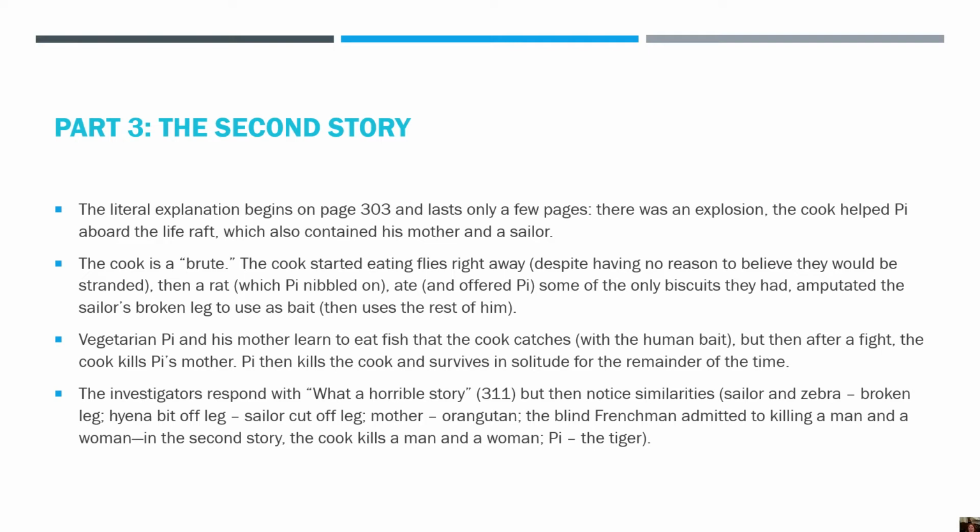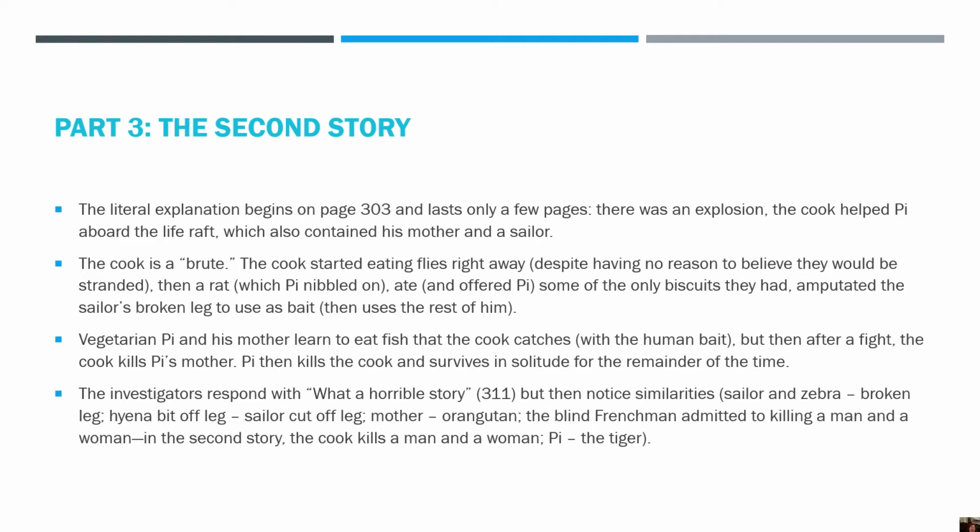He starts eating flies right away, even though they have all this food. The cook is just desperate to eat. They are disgusted by him. He makes them vomit several times. He eats a rat. Pi is very hungry, so he nibbles on the rat a little bit. This cook ate a lot of the only biscuits they had and offered some to Pi.